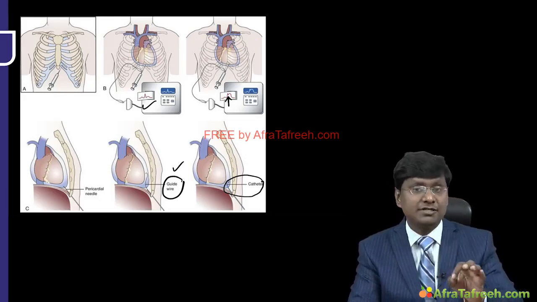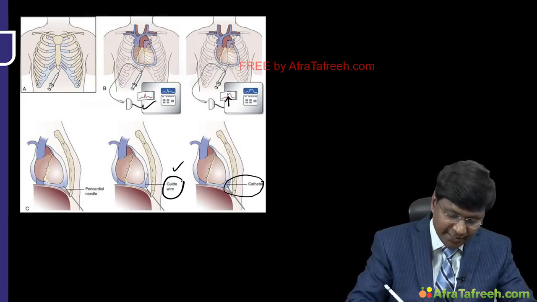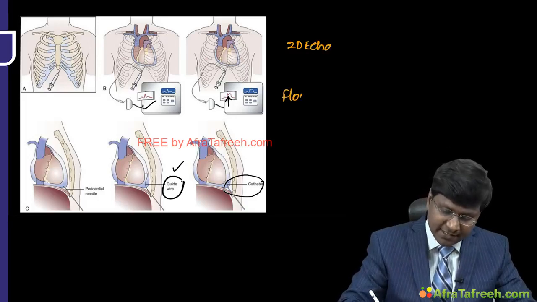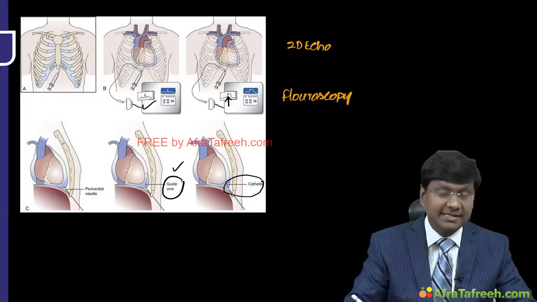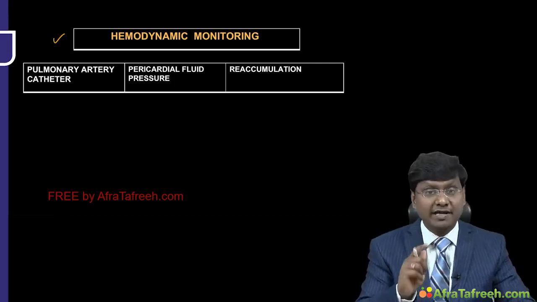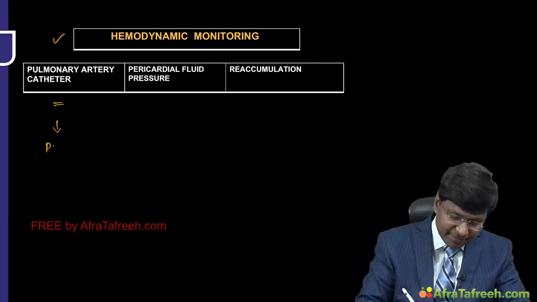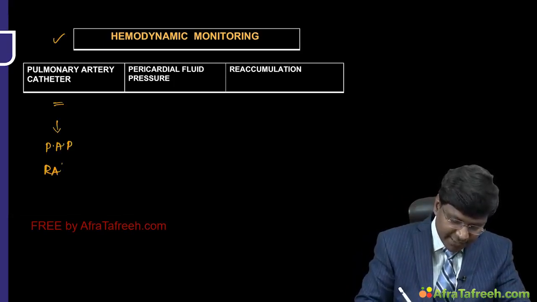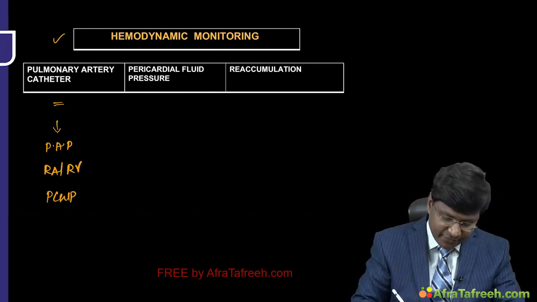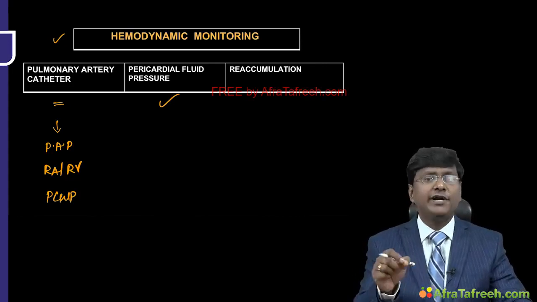When possible, the procedure should be performed in the cardiac catheterization lab rather than under two-dimensional echocardiographic guidance. It is preferable to do it under fluoroscopy in the cath lab. You also have to do hemodynamic monitoring. Insert the pulmonary artery catheter and monitor the pulmonary artery pressure, right atrial and right ventricular pressure, and the pulmonary capillary wedge pressure.